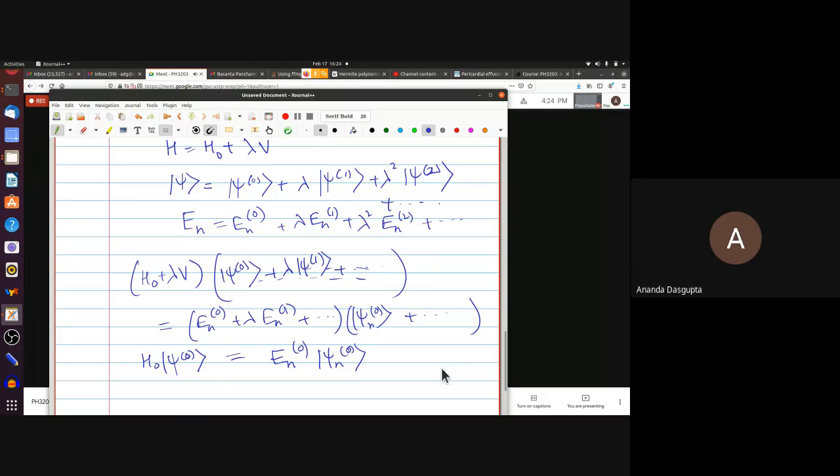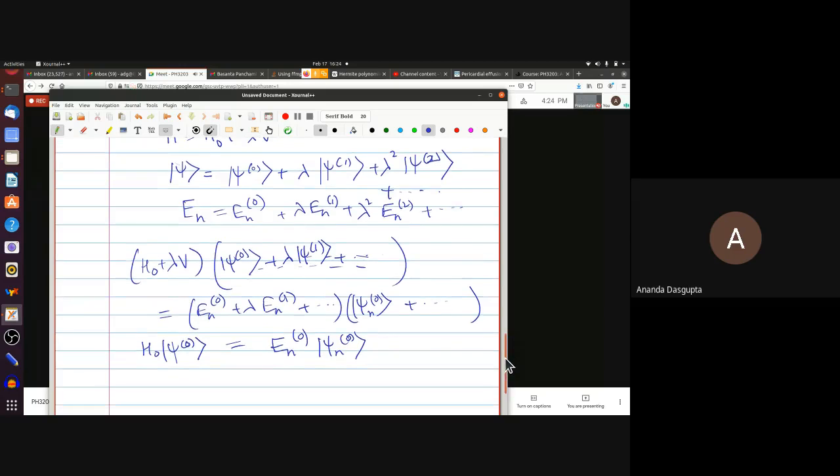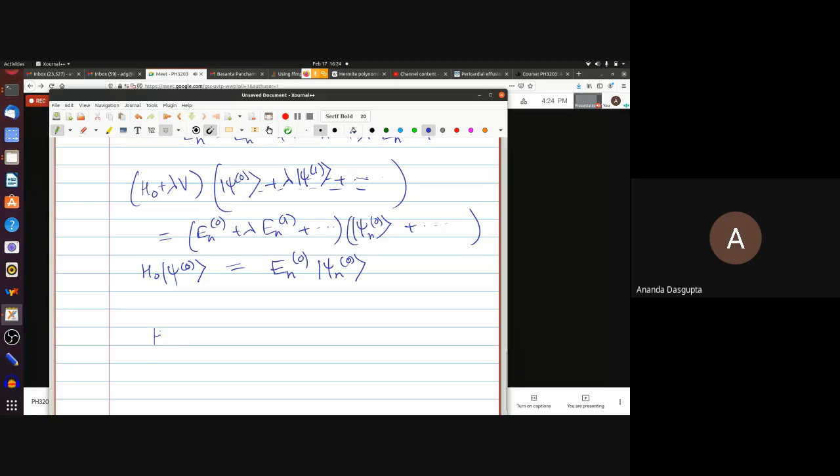And if you claim that this equation, this psi and En has this form, and this should work for all values of lambda when h is h0 plus lambda v, at least for all values of lambda between 0 and 1, then you have to conclude that h0 psi 0 must be En0 psi n0, and then you get equations like h0 psi 1. That's this equation.